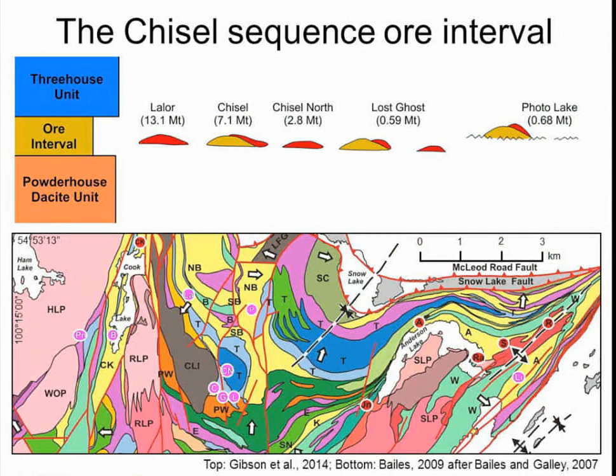So the Chisel sequence ore interval occurs between the Powder House dacite and Threehouse mafic volcaniclastic units. So those are the two units to really keep in mind as the primary footwall and hanging wall in a very broad sense. And it consists of bedded primary and resedimented primary pyroclastic deposits, so a lot of felsic and mafic tuffs. It represents a transition from a more felsic regime into this more mafic regime, so often we do see interbedding of both felsic and mafic tuffs, as well as rhyolite dome development associated with these VMS deposits.